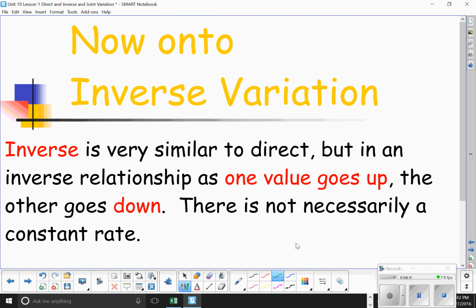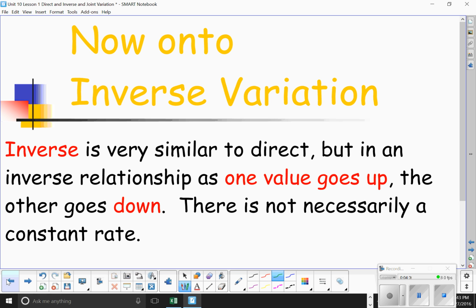All right, now on to inverse variation. Inverse is similar to direct, but in an inverse relationship, as one value goes up, the other goes down. There is not necessarily a constant rate. Inverse variation is not linear. Direct variation is linear and goes through the origin.